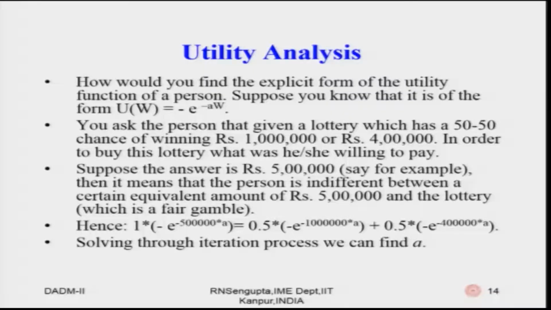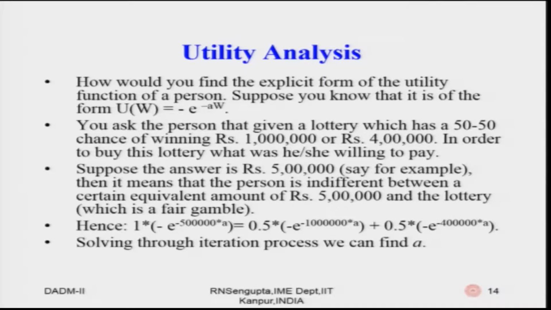How would you find the explicit form of the utility function of a person? Suppose you know that it is of the form U(W) equal to minus e to the power minus aW. Now, here the utility function is given, which is exponential, but we do not know the value of a, we have to find it out. You ask the person that given a lottery which has a 50-50 chance of winning, where the values are 10 lakhs and 4 lakhs, in order to buy this lottery, what was he or she willing to pay? Now, you put that answer to that person and you know that person has an exponential utility function.